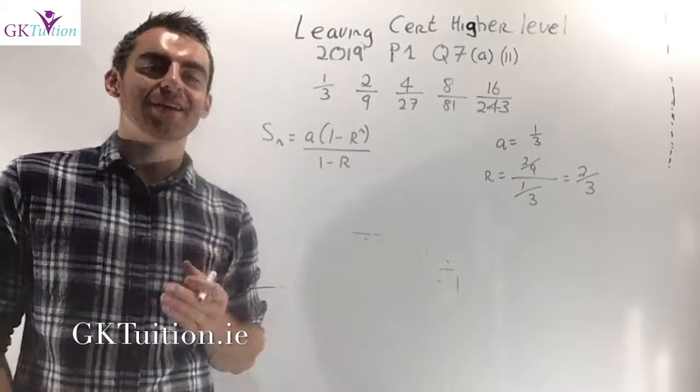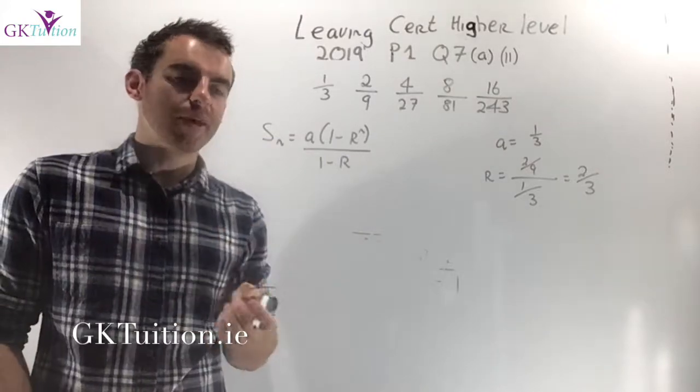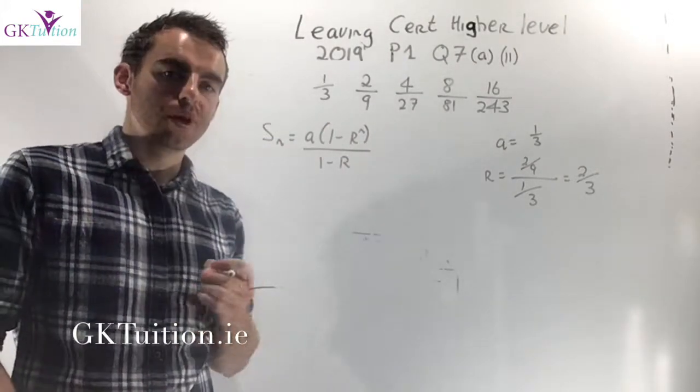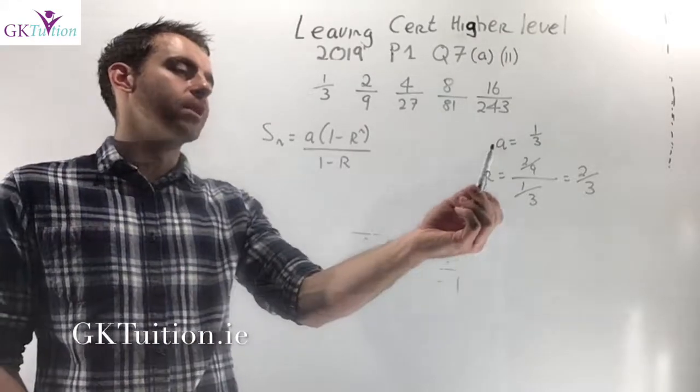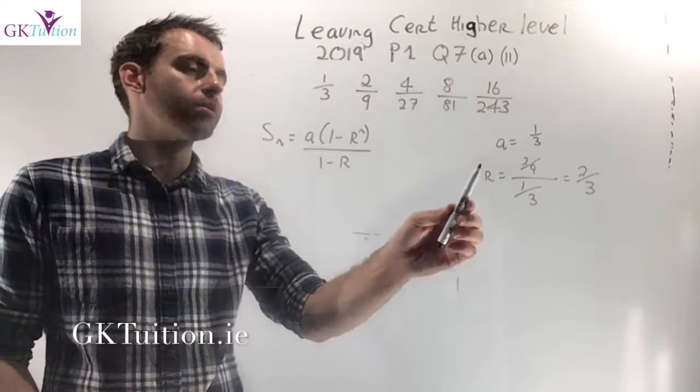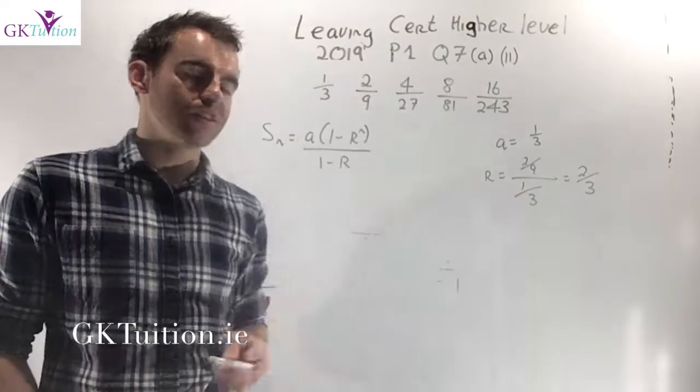in other words, use the formula for Sn. The formula Sn for a geometric series is a times 1 minus r to the power of n, over 1 minus r, where a represents the first term, which in this case is clearly 1/3, and r represents the common ratio, which in this case is 2/3.